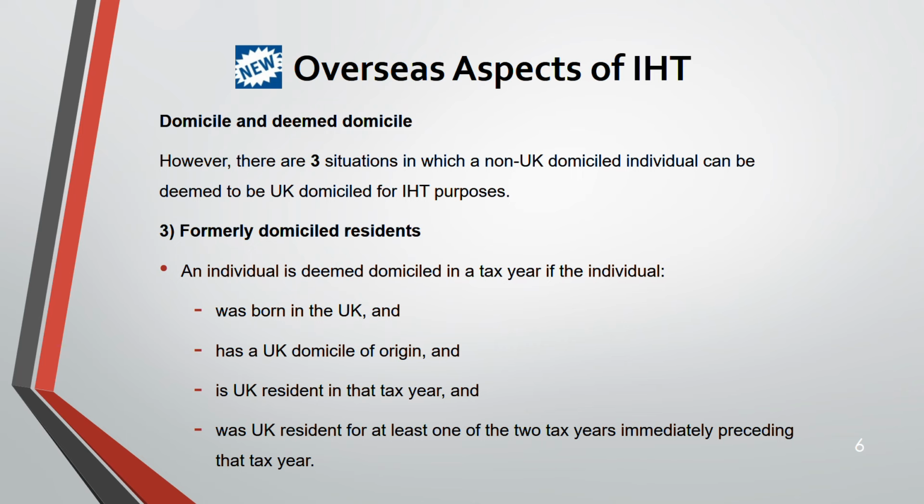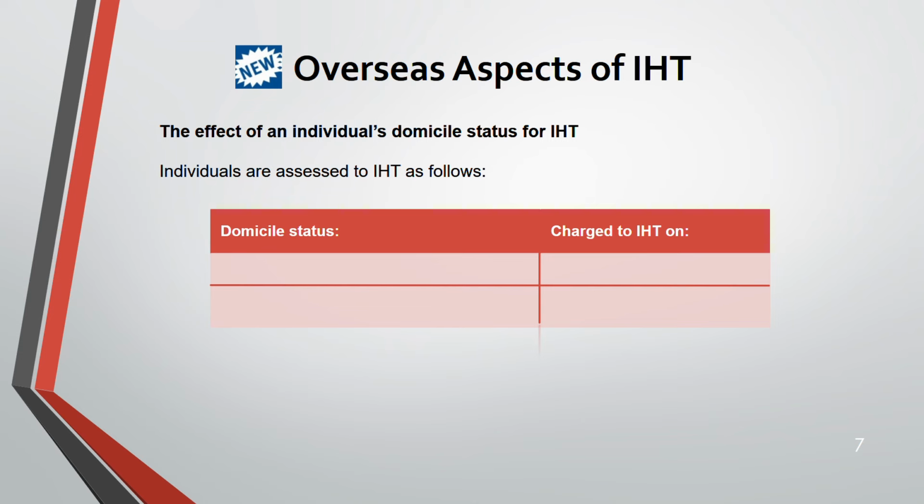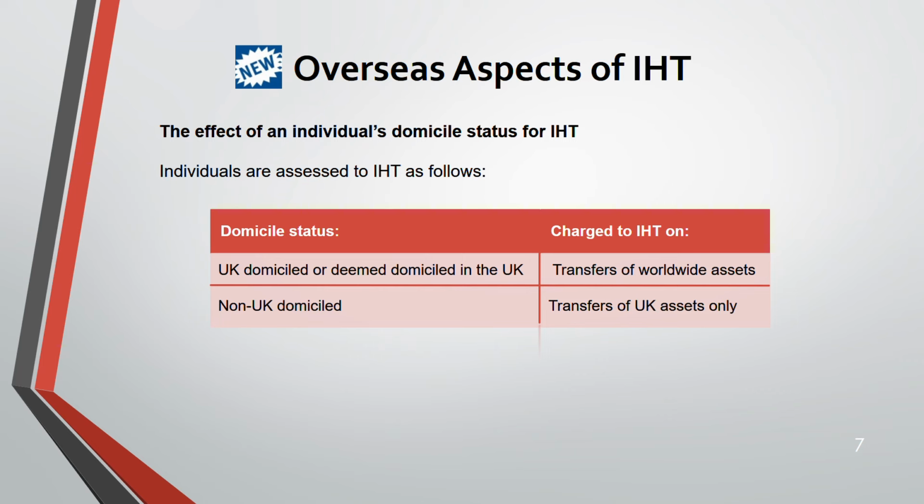Now, what is the effect of this domicile on IHT? If you are a UK domicile or deemed domicile, you will be charged to IHT on the transfers of worldwide assets. Same as income tax and CGT also. If you are domiciled or deemed domiciled, it's worldwide. But if you are non-UK domiciled, only the transfers of UK assets will be charged to IHT.